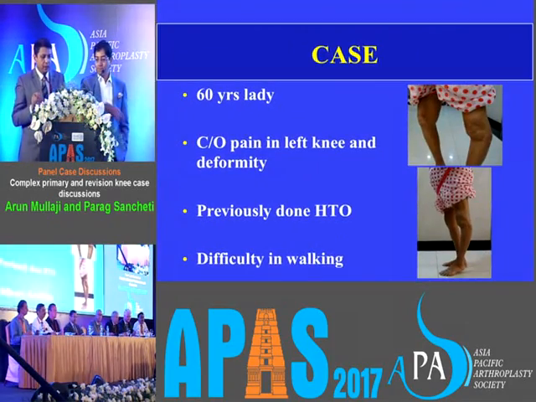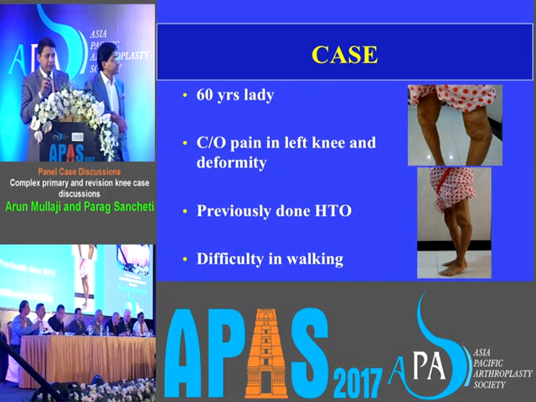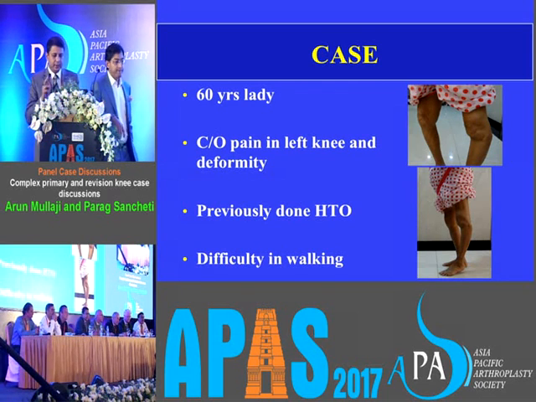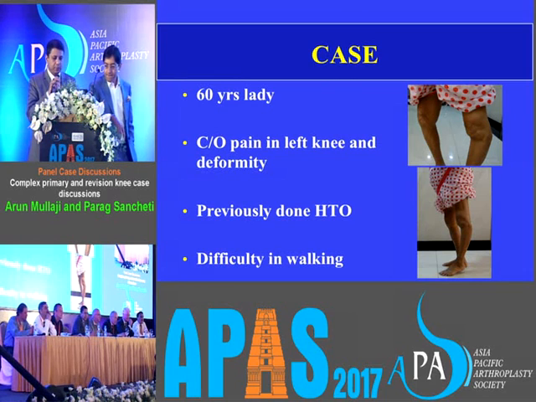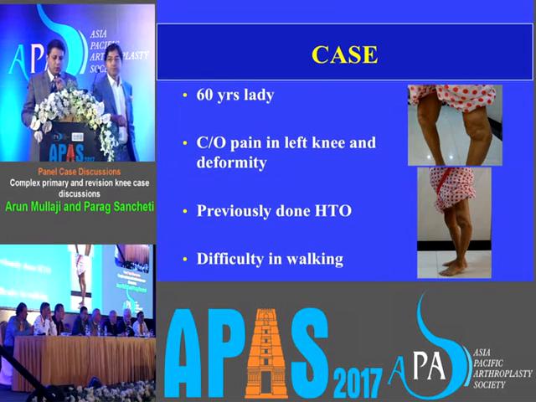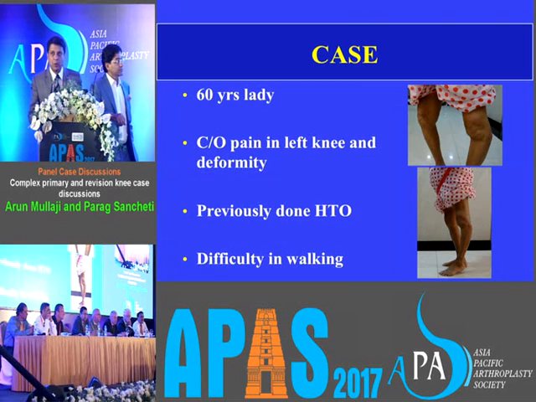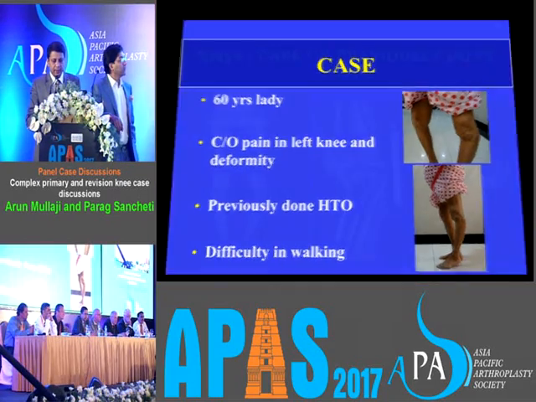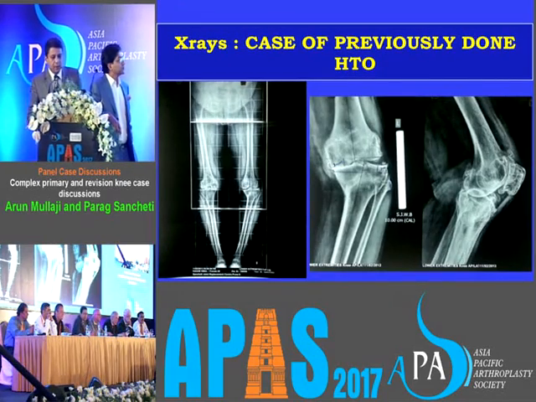Yes. So this is a 60-year-old lady. She came with the complaints of pain in her left knee and deformity. She had an HTO which was done about 14 years ago, and now she complained of pain, slight limp and difficulty in walking. So these are her X-rays, which you can see, the AP lateral and the long leg X-rays.